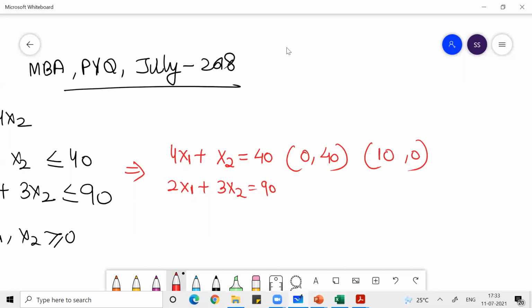Anyone doubt? So here, if x1 is 0, then I can find x2 as 40. Similarly, if x2 is 0, I can find x1 as 10. Similarly, for the second equation, if x1 is 0, then I can find x2 as 30. Similarly, if x2 is 0, then I can find x1 as 45. Any doubt, anyone? No, sir.